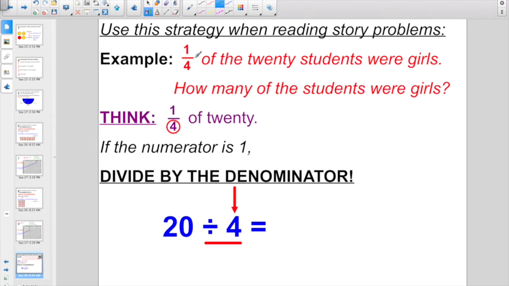So you want to use this strategy when you're reading story problems. For example, here it says 1/4 of the 20 students were girls. How many of the students were girls? So you've got to think 1/4 of 20 kids in the class. Again, if the numerator is 1, divide by the denominator, 20, because there were 20 kids in the class. 1/4 were girls, so I'm going to divide by 4 because the numerator was 1. 20 divided by 4, hey, that is 5, because 5 times 4 equals 20.